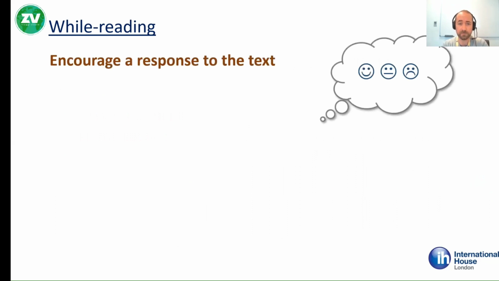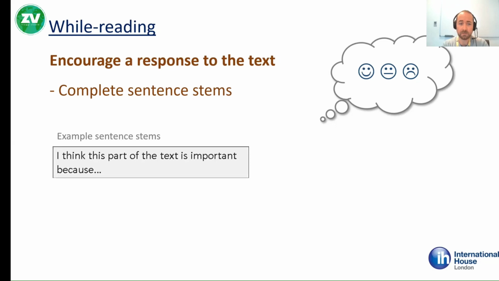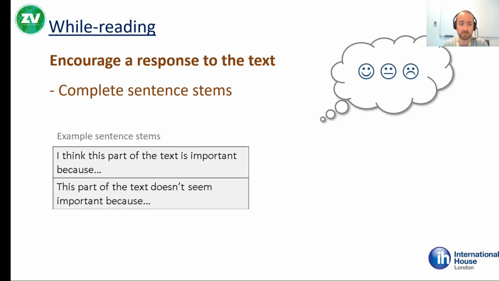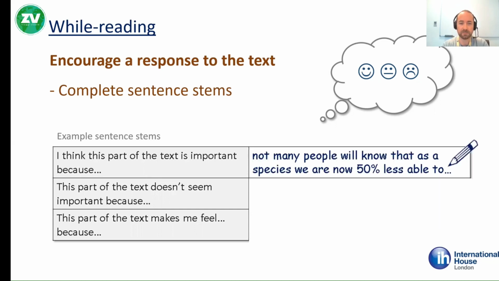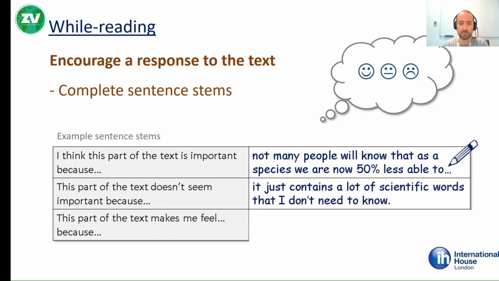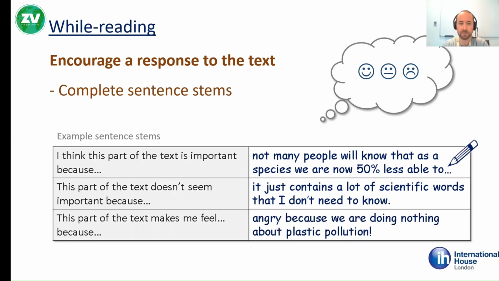Another suggestion is that learners can respond to the text. How do they feel about the text? They can complete sentence stems. So this part of the text is important. This part of the text doesn't seem important. And this part of the text makes me feel a particular way. And here are some examples. And again, they can share these responses with their partner.